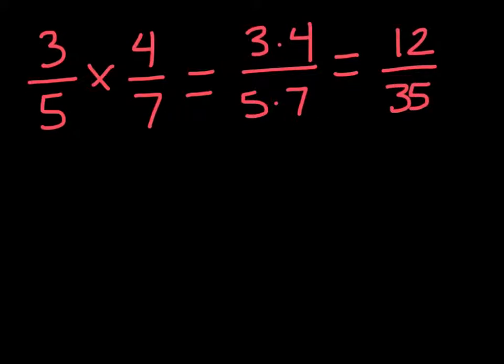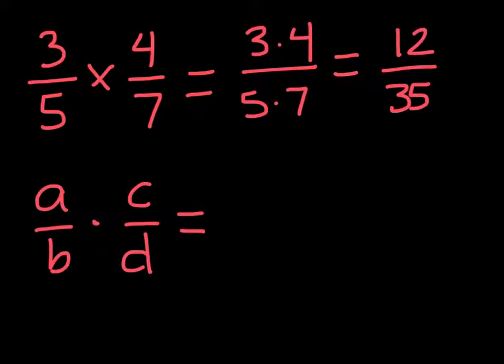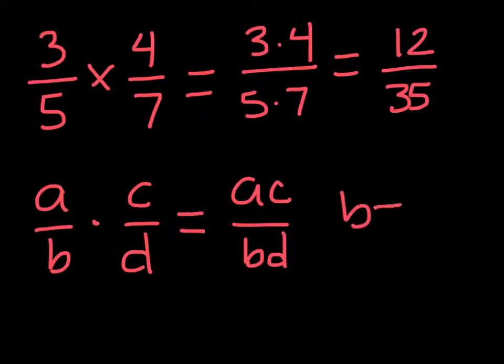Algebraically, that would work this way. A over B times C over D would be equal to A times C over B times D, as long as B does not equal 0 or D does not equal 0. Obviously, if we add a 0 in there, it doesn't work.